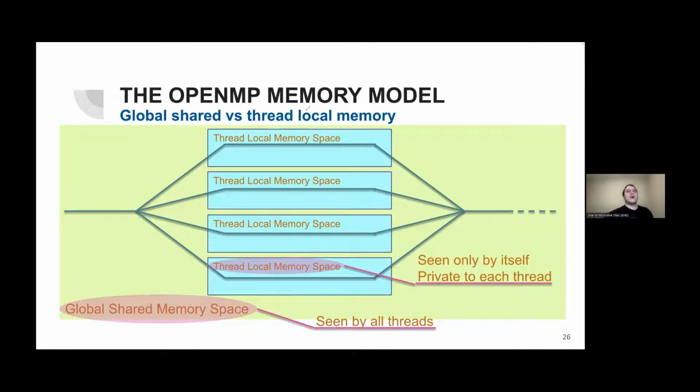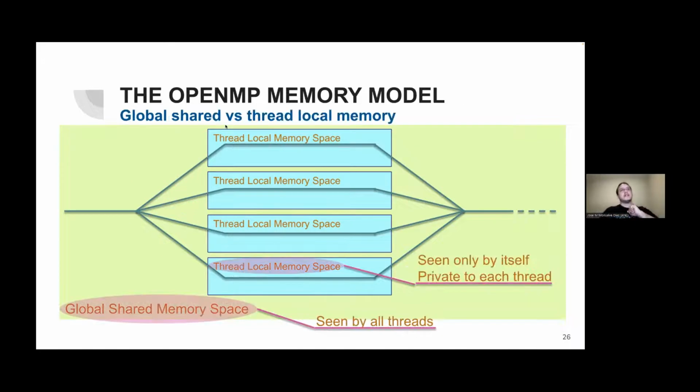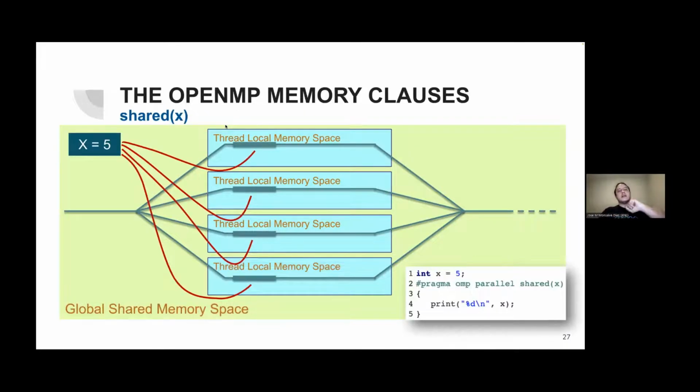So one thing that we have to do in order to specify a memory location that goes into a fork-join model is specify if we want that memory location to be shared across the different threads or if it's going to be private for each of the different threads. And if it's going to be private, that means that we are going to be making copies of each of those.